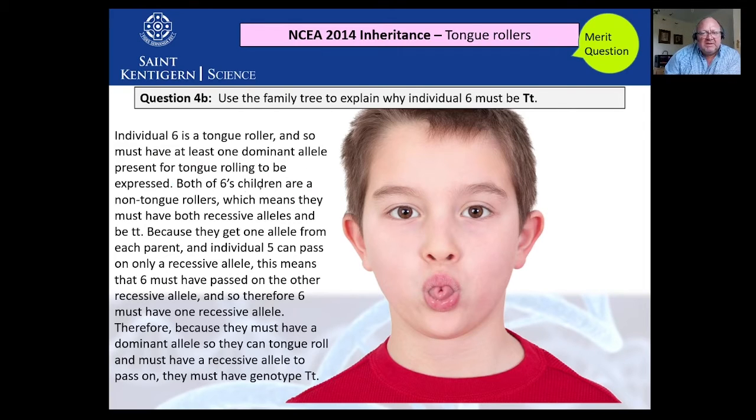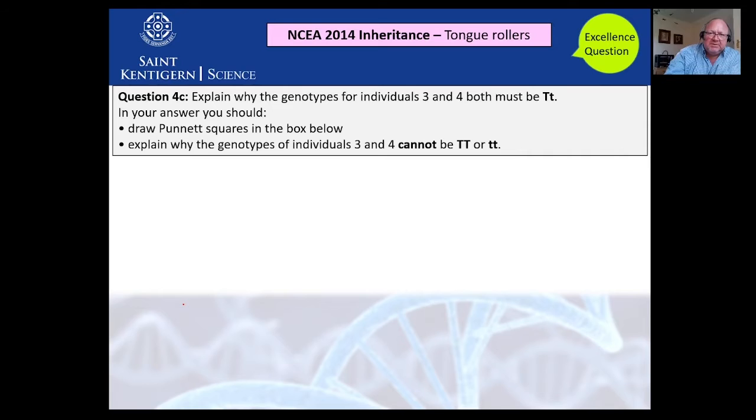Both of the 6's children are non-tongue rollers, which means they must have both recessive alleles to be little t, little t. Because they got one allele from each parent, and individual 5 can only pass a recessive allele, this means that individual 6 must have another recessive allele present, so the mother must have at least one recessive allele. Okay. And they have to have a dominant too, so they are heterozygous. Yep, we proved that. Nice.